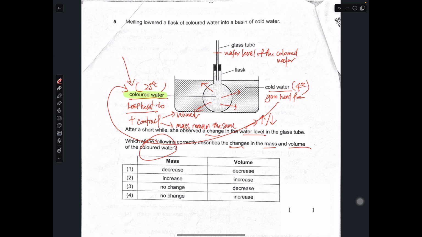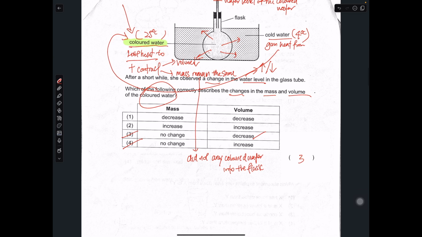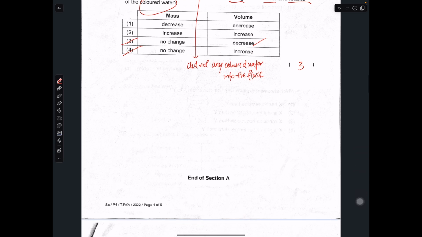Why mass will remain the same is because we did not add any colored water into the flask. We did not add any, so no change, either 3 or 4. Volume decreases, so the answer is number 3. Okay, so let's move on. That will be the end of your MCQ.